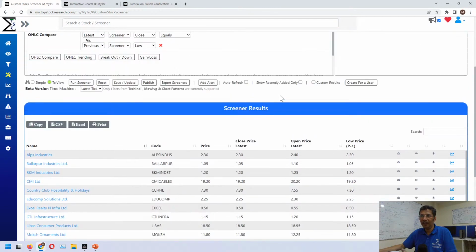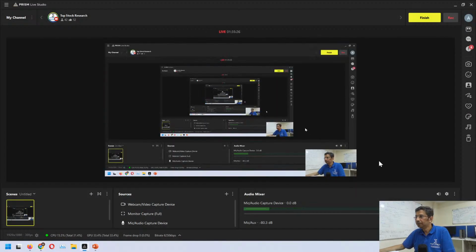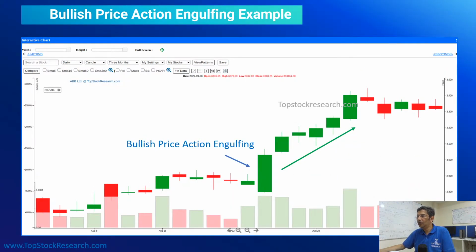Now this is a very rare pattern. First of all, engulfing itself is a rare pattern, and then you are trying to engulf multiple different candles, so it's all the more difficult. But once you find it, it's likely to give you very good results. Like this is an example where it is engulfing the last many candles. You can play with this. It'll take some time for you to play.